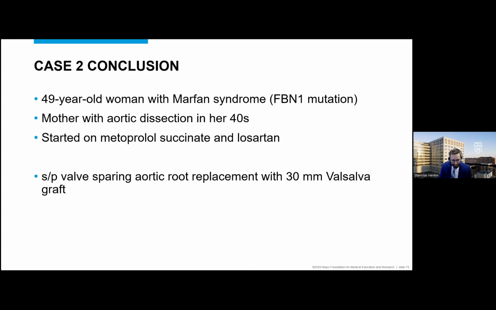So that case, remember that I talked to you about, that case to conclusion, that was a 49-year-old woman with a pathogenic FBN1 mutation. Her mother had aortic dissection in her 40s. She was started on metoprolol succinate and losartan, and she consequently underwent a valve-sparing aortic root replacement with a 30 millimeter Valsalva graft, and is doing really well at this point.